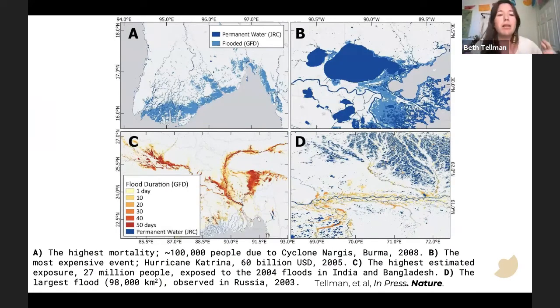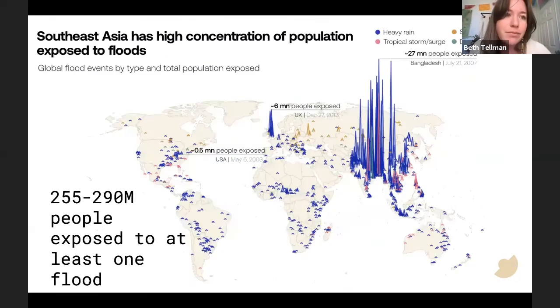So here's a sample of large events of the type that this database captures. The highest mortality event in the database, Cyclone Nargis, 100,000 people killed in 2008, that's panel A. You may recognize New Orleans here in panel B. And we have a really large exposure event from the 2007 floods in India and Bangladesh, and a really long-lasting snowmelt flood event in panel D. These are the kind of events that we capture in this database.